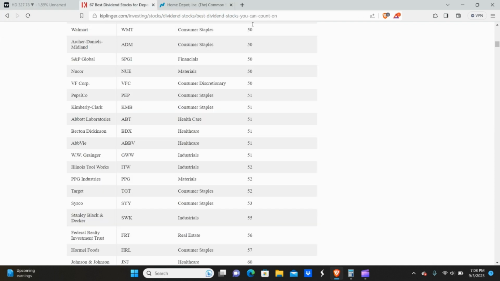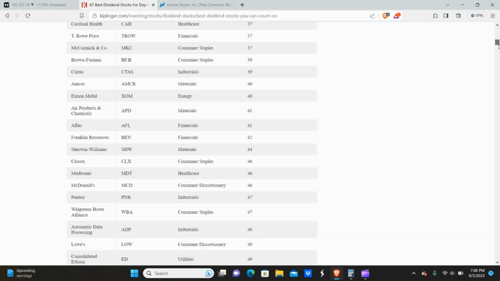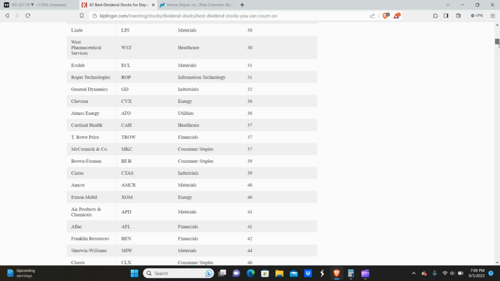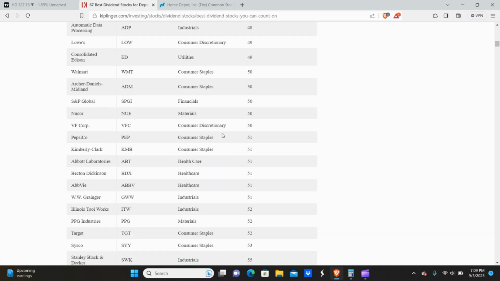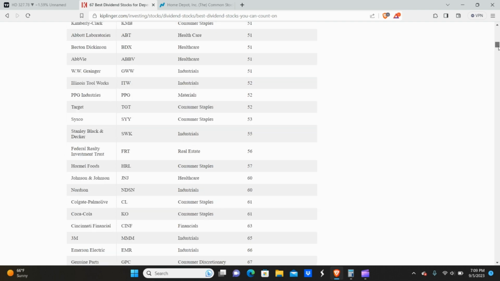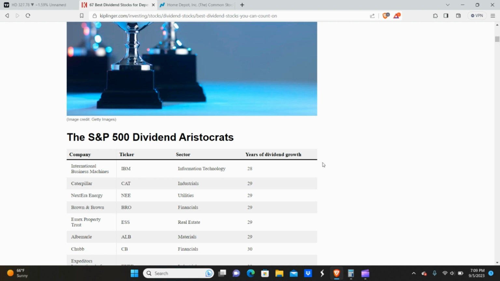So take a look at this website. I'm trying to see it here, but I don't see Home Depot. Well, here's Pepsi. Pepsi has been growing its dividend for 51 years, as you can see. So the dividend is more or less safe. I'm not really seeing Home Depot here, but that's okay, because if you ask any dividend growth investor, Home Depot is a very safe dividend paying stock.